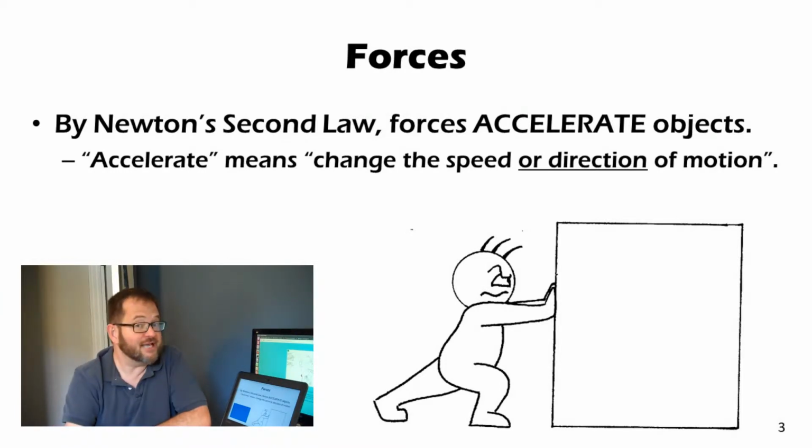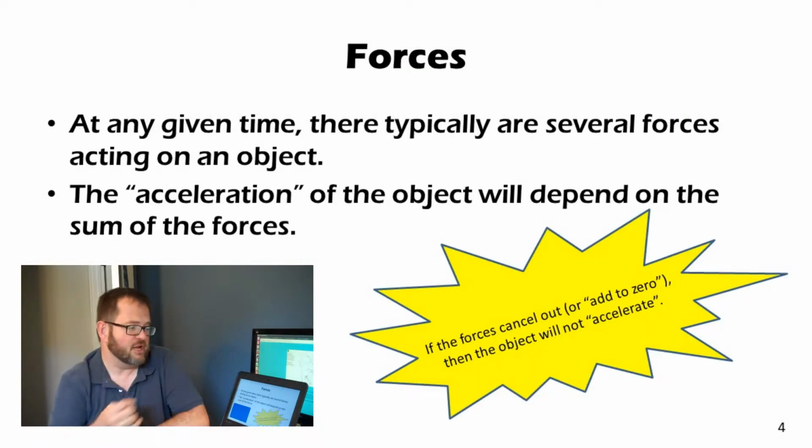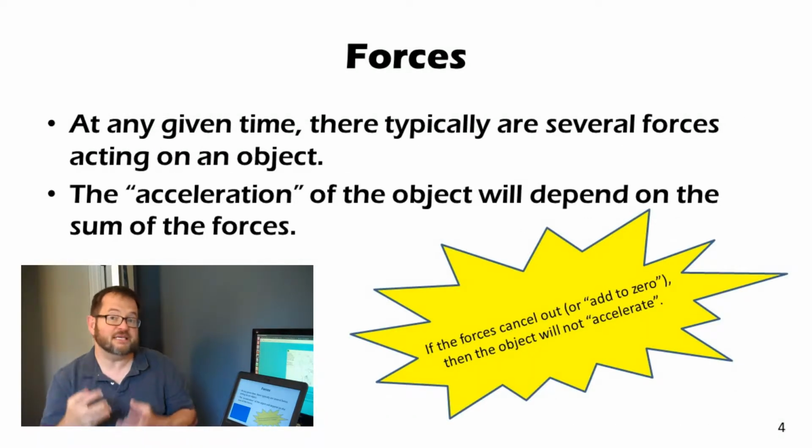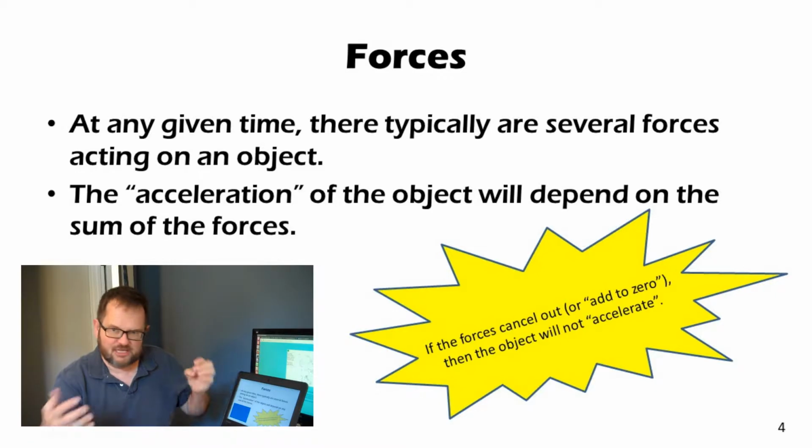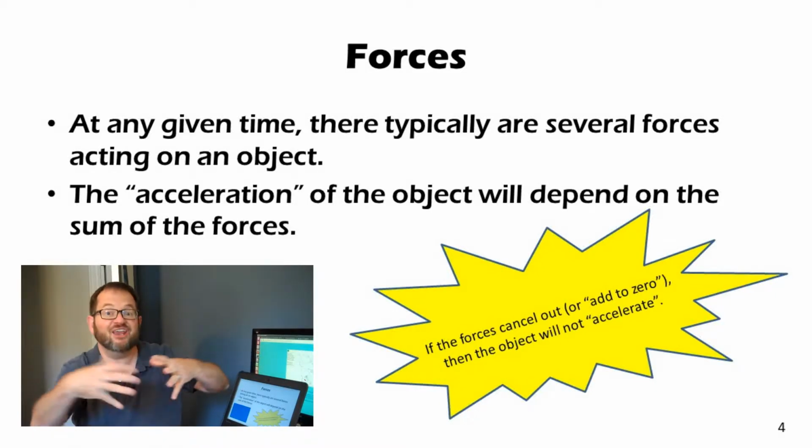Therefore, there's no net force acting on the object. Whereas an object that isn't moving can have forces acting on it. They just are canceling each other out. This was really Newton's big insight here. Because typically there are going to be several forces acting on objects at any given time. And the net change of motion, that's what acceleration is. It's a change in motion, not motion.